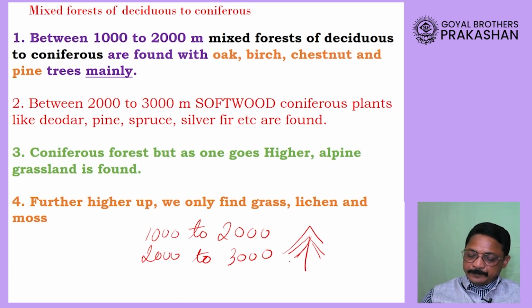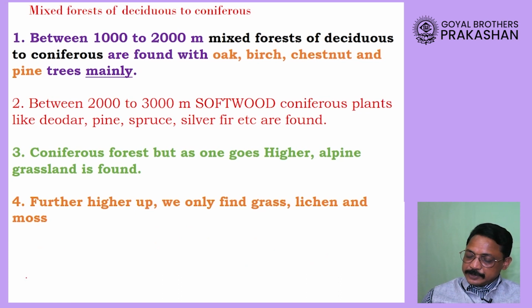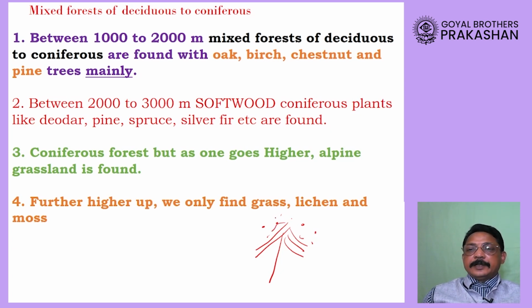Coniferous. The reason is, as the altitude increases, temperature decreases, and when the temperature decreases, there are chances of snowfall, and in order to protect themselves, these plants have the conical shape. The reason is, when snowfall occurs, what will happen to this snow, dear student? That snow will not be able to settle on the plant and it will slide down, and in this way the plant will be protected.